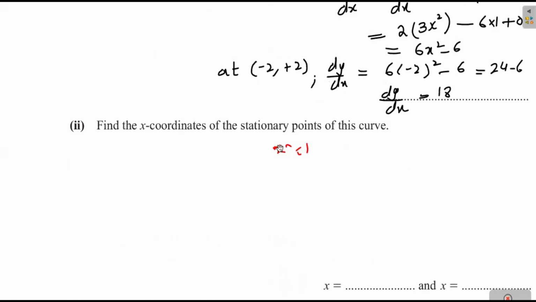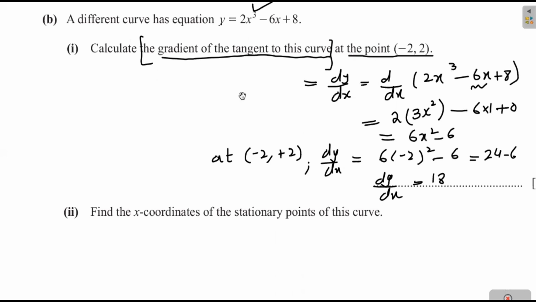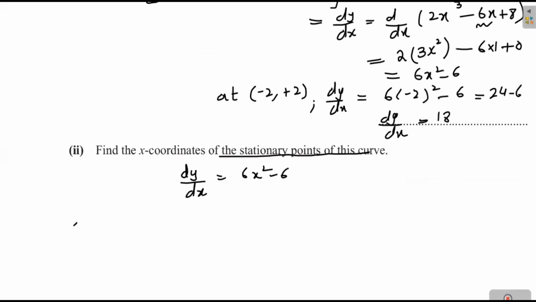Next, the second part: calculate the x coordinate of the stationary point of this curve. Look here, the curve is y equal to 2x cubed minus 6x plus 8. The derivative of this curve is the gradient of the tangent of the curve. Therefore, the gradient of the tangent of the curve, dy over dx, is equal to 6x squared minus 6. Now we have to calculate the stationary point on this curve. At the stationary point, dy over dx will be 0.